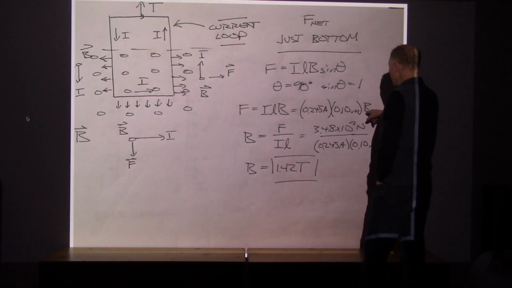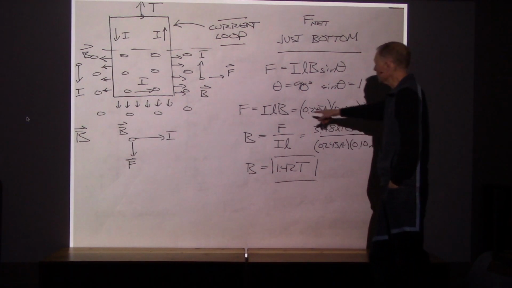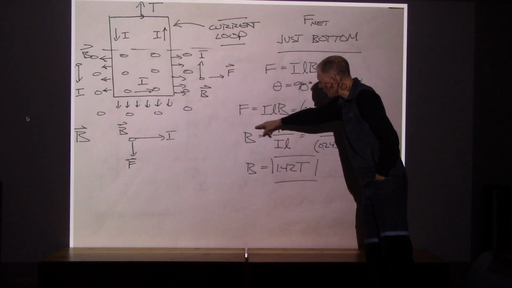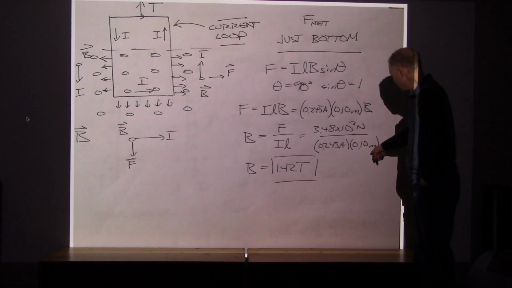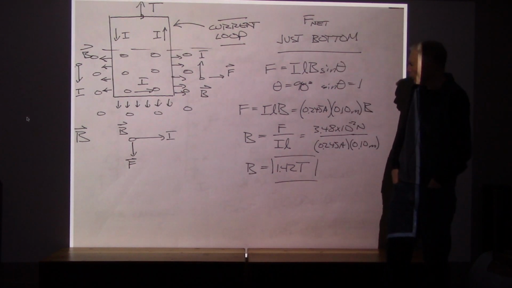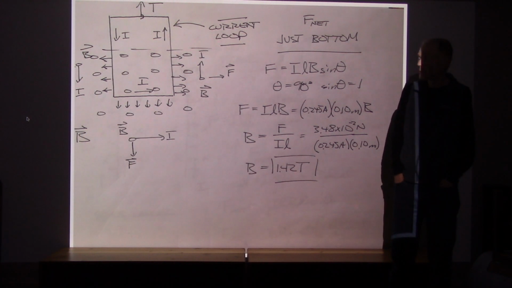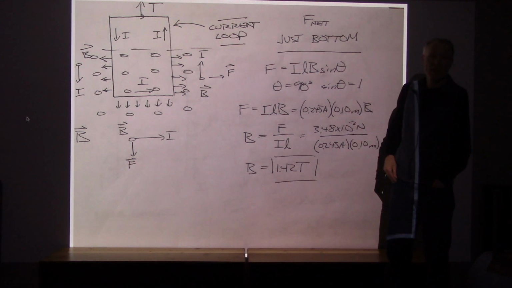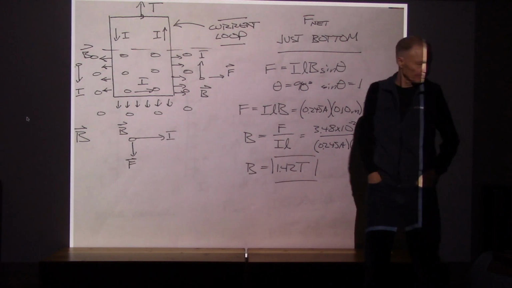I started to put some numbers in here, but I realized we're actually solving for B in the problem. So I came back and solved this for B. I put in the force, the current, and the length, and it says that the magnetic field is 1.42 Tesla. So that's how large the magnetic field would need to be to create the force that we're measuring. All right.